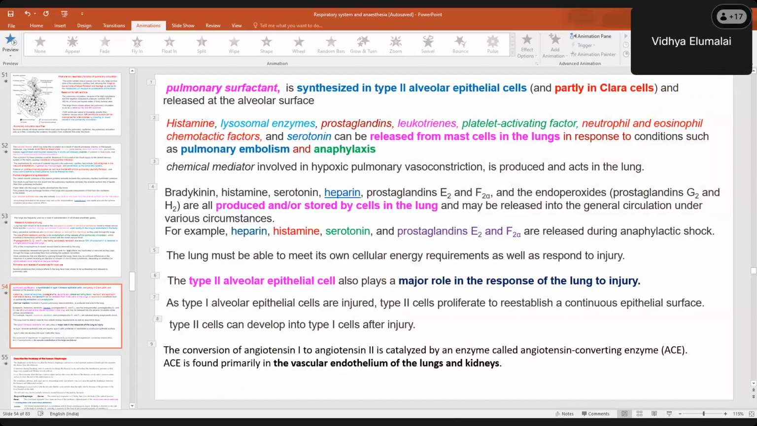So we'll stop here. We'll continue in the next class because it's a huge topic. We'll try to cover some more in the next class. We have to cover diaphragm. We have to cover hypoxic pulmonary vasoconstriction, which is again a question repeatedly asked. And also about the PEEP, importance of PEEP in the lung volumes and capacities.